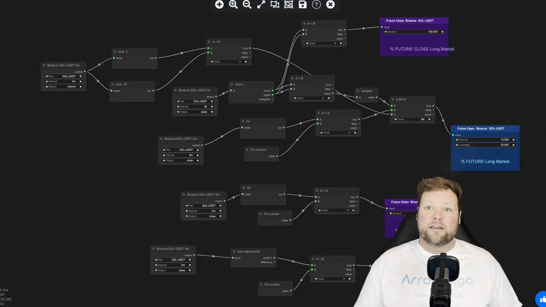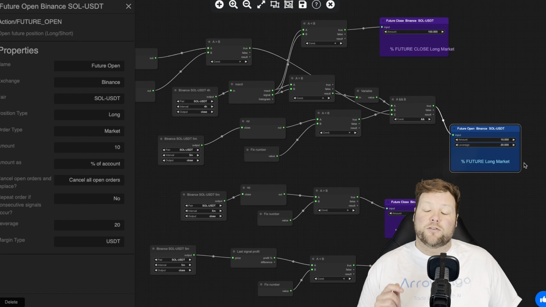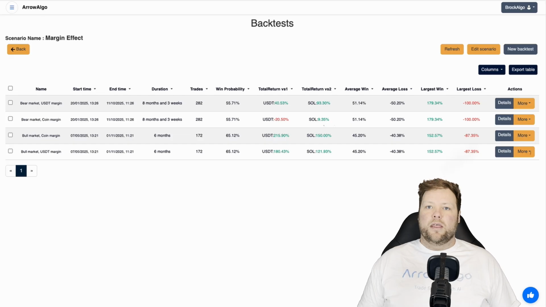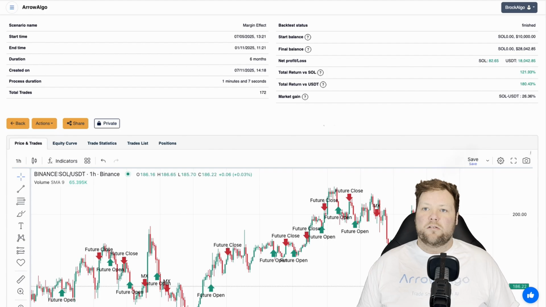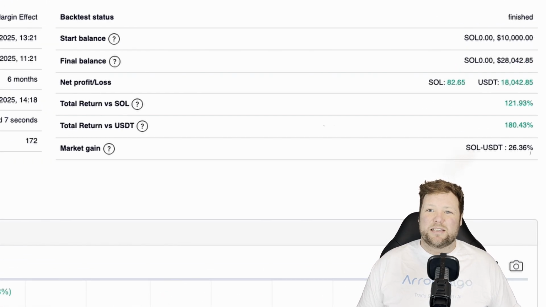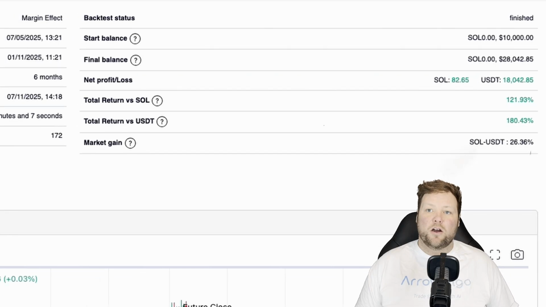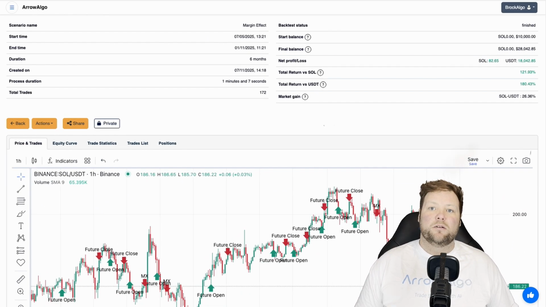So let's go back to the example of the Solana strategy that we've used throughout this tutorial, and look at what happens when we switch the margin type. In one 6-month period, where Solana itself increased by around 26%, this strategy using a USDT margin returned roughly 180% versus dollars, and about 120% versus Solana.